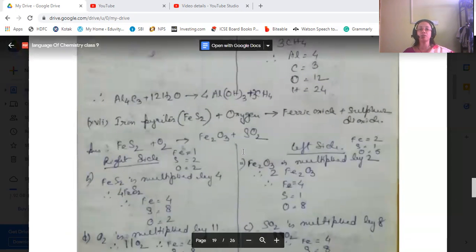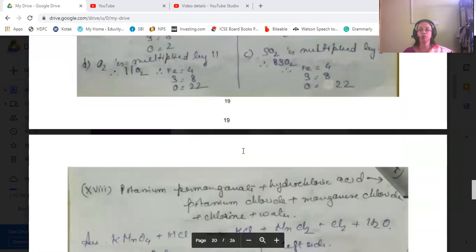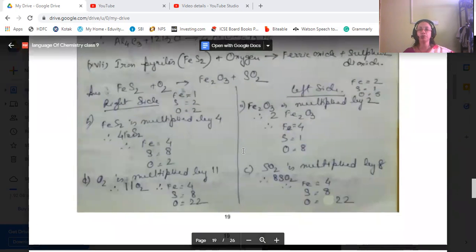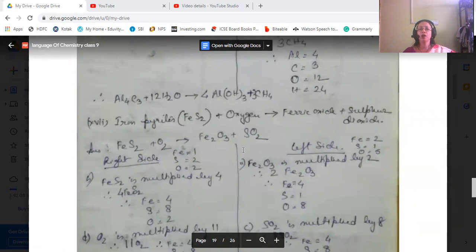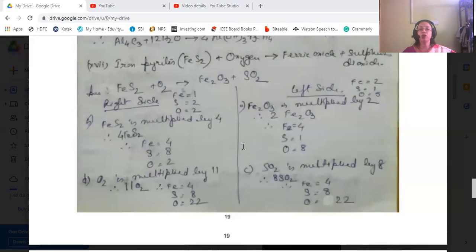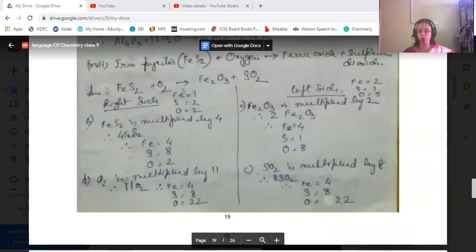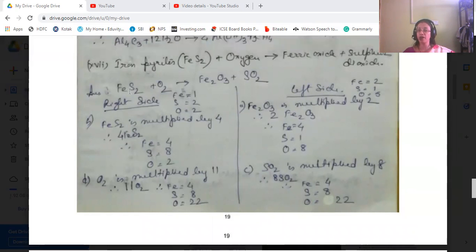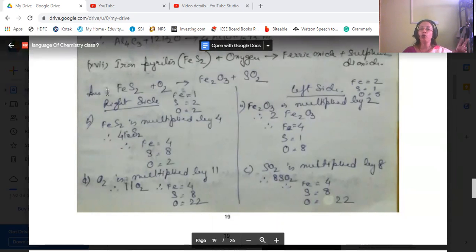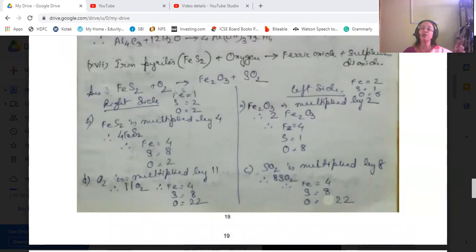The balanced equation comes like this way. I forgot to write the equation. So it should be like this way. 4 FeS2 plus 11 O2 will give us 2 Fe2O3 and 8 SO2. Okay, please write it down. So it will be 4 FeS2 plus 11 O2 will give us 2 Fe2O3 plus 8 SO2.